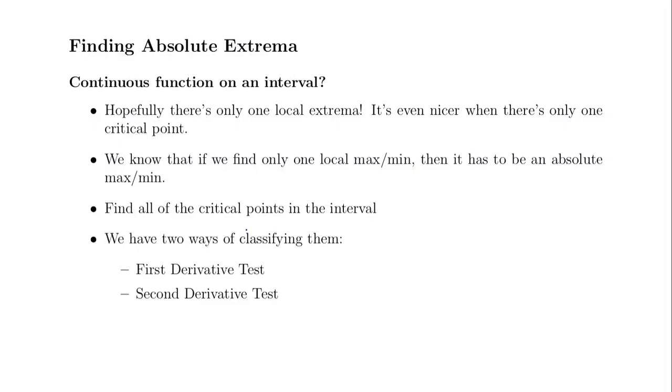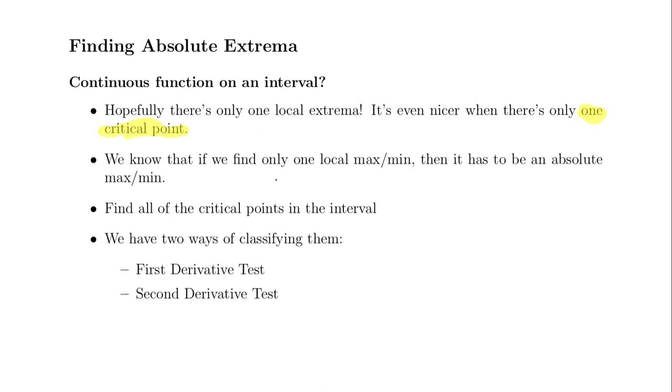Now, what happens if you just have a continuous function on some interval? We don't necessarily know if it's closed or not, or maybe one endpoint is closed and one is open. Whatever. Then we have to hope that there's only one local max or min, only one local extrema. In a lot of cases when this happens, we're really only going to have one critical point, although it's possible that we have more than one, but only one of them can be a local max or min.